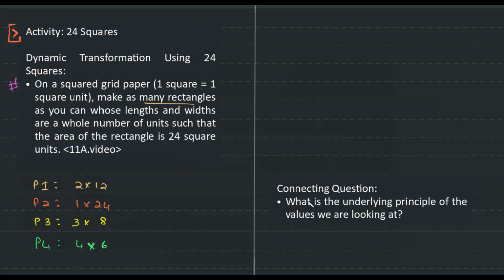Okay, guys. There's a certain point that you have already studied. Can you look at this set of numbers? 1, then we have 2, then 3, 4, 6, 8, 12, and 24. What can you conclude from all of these numbers? What is the underlying principle of the values that we are looking at? All these are factors, is it not? Factors of what? Of 24. That is, all these numbers can divide 24.